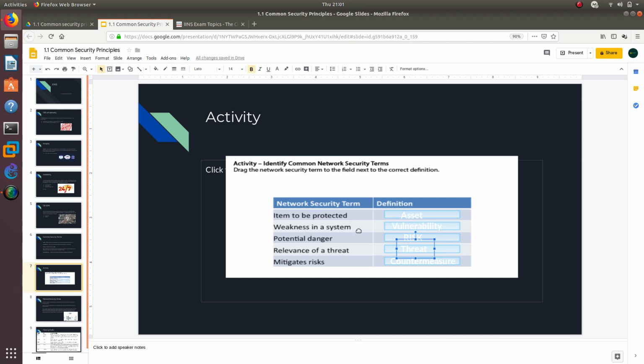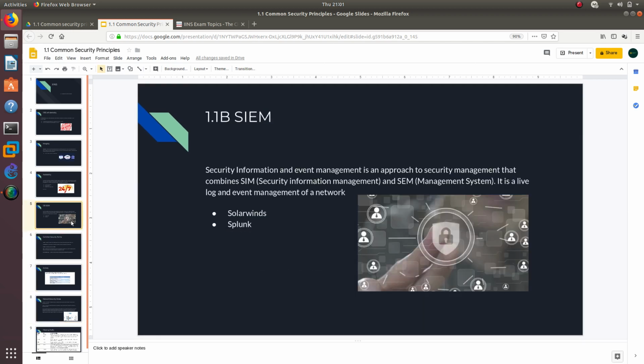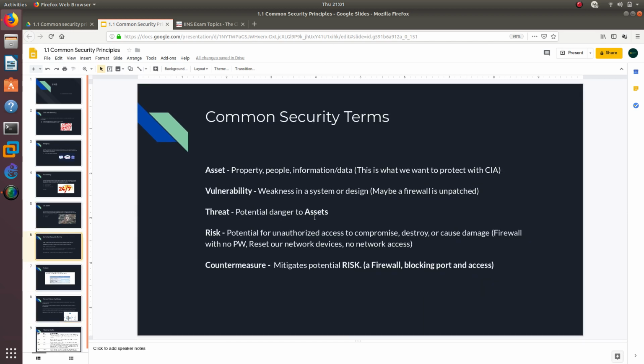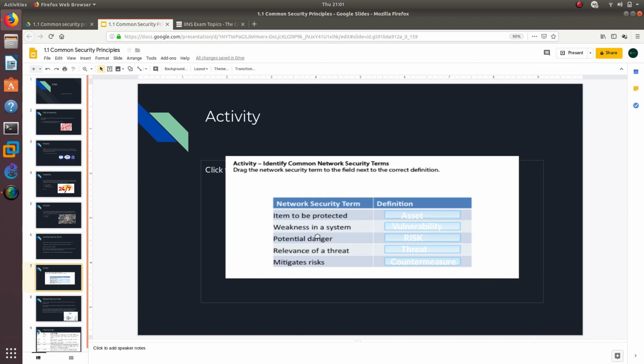A weakness is this one, potential danger. Maybe I'm confusing. Let's take a look. Potential danger and relevance threat. Let's go back. Potential danger of asset. Yep. So it is a threat. So if we go, so potential danger are, so I got confused.